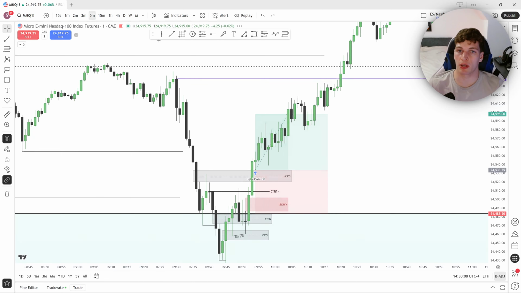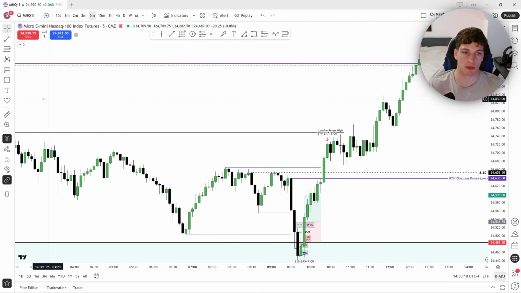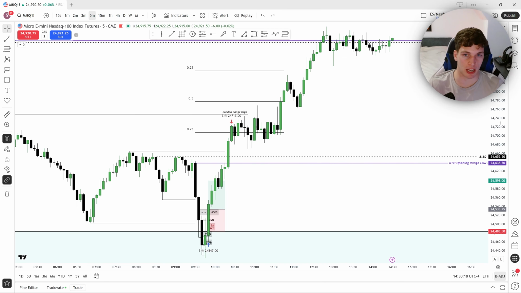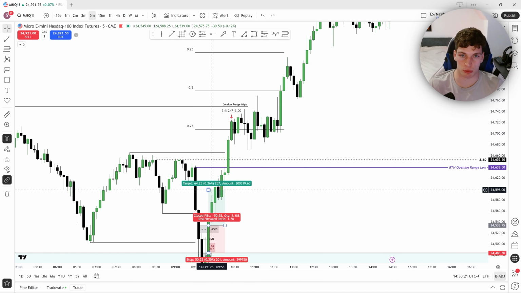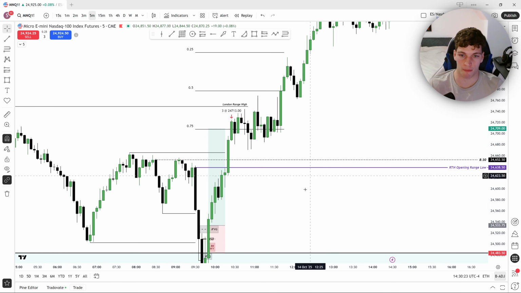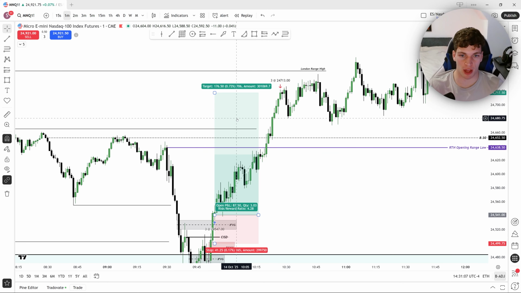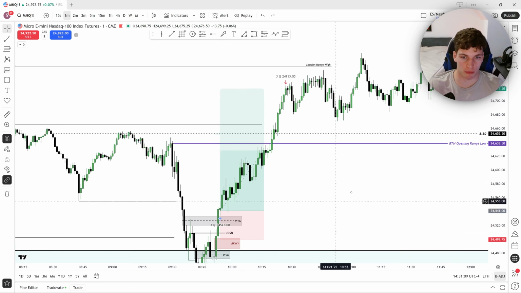And in terms of my targets, how did I do this? So if we go back on the 5 minute, I can show you. I look at the quadrants here of this open range gap. So we had here the 75% level, and this is where I targeted. So I got out roughly there. So 75% of the open range gap is where I look to target. So you can see where I got out there. Perfect was about a 4-to-1.